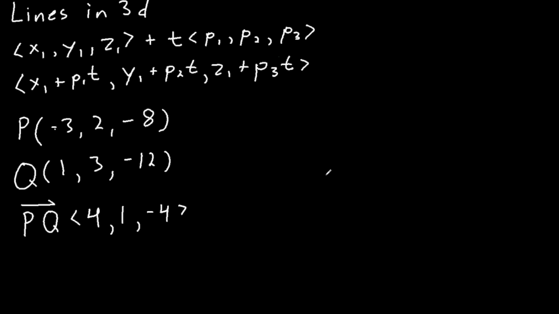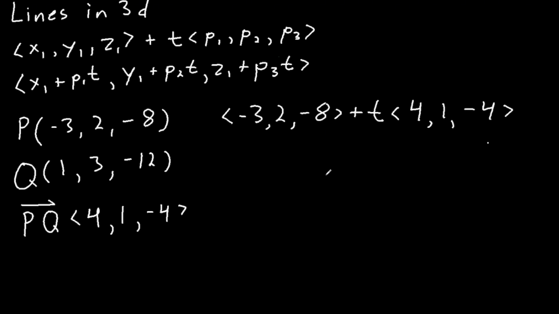So we have a point. Pick either P or Q. Doesn't matter. We have just a point on the line. Let's write it down. Let's just basically copy this format up here. Negative 3, 2, and negative 8 plus t of any vector that is parallel. We determined that P to Q is parallel, so we're going to write down that vector. And now we have the format for the line that we drew.